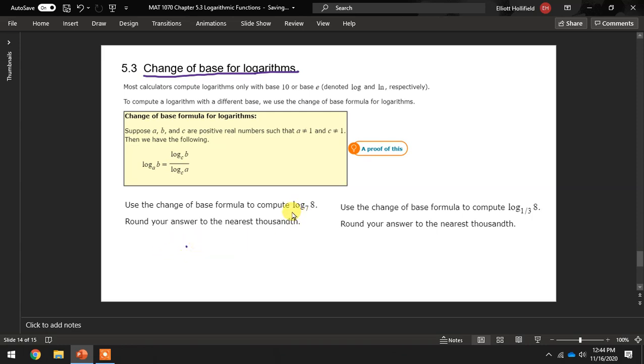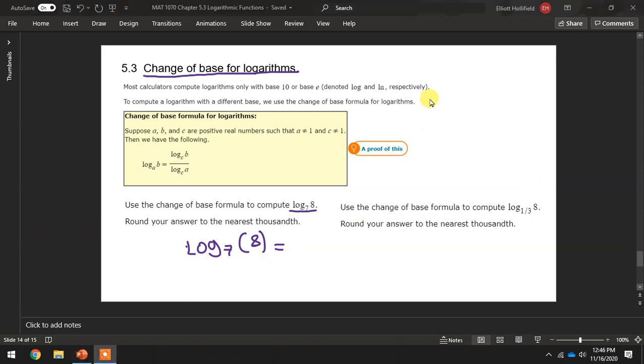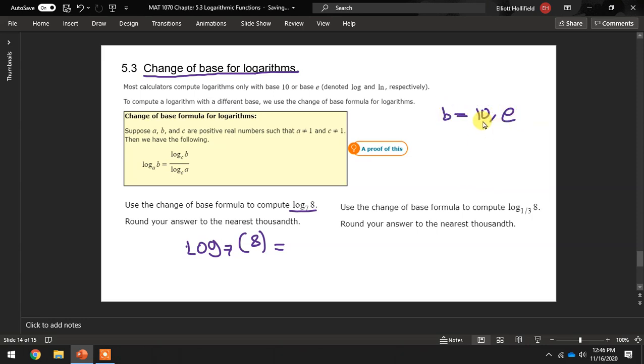So now our goal here is to evaluate the log base 7 of 8. We're going to do that by using our change of base formula. Most calculators will either only have the base equal to 10 or e. And remember that the log base e is the natural log. So we could pick either of those, either 10 or e, to change this one. And so we know what a and b are: a is equal to 7 and b is equal to 8. Let's use c is equal to 10 in this case.